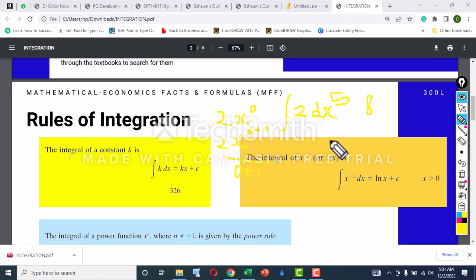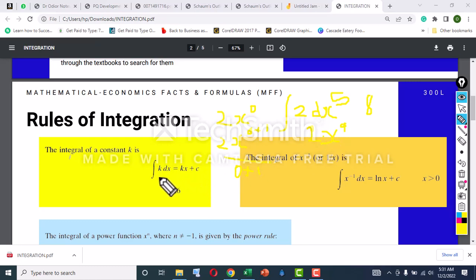So this will now be 2x raised by 0 plus 1x. What is 1 over 0 plus 1? It is 1. X over 1 is still x, so this is just 2x. So can you see that when you integrate a constant, automatically you are multiplying that constant by the variable. So that's how they get to this.